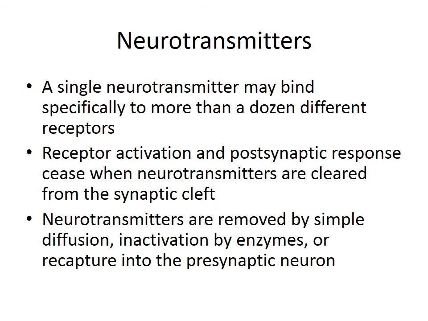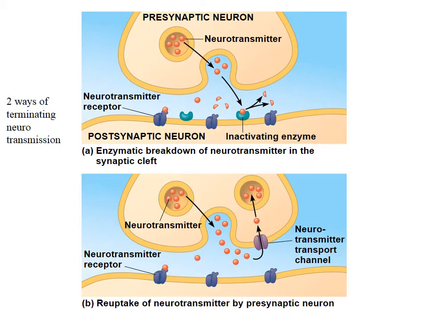A single neurotransmitter may bind specifically to more than a dozen different receptors. So this is kind of interesting because usually receptors are very specific, but not for neurotransmitters. Usually they can bind to many different kinds of receptors. Receptor activation and postsynaptic response ceases when neurotransmitters are cleared from the synaptic cleft. So those are broken down rather rapidly. Neurotransmitters are removed by simple diffusion or inactivation by enzymes or recapture into the presynaptic neuron. So those things are cleared out very, very quickly. We don't want it to continue.